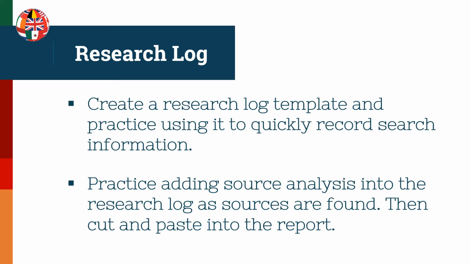Have a research log template that you feel very comfortable using, and practice using it to quickly record your search information. You can also practice adding source analysis into the research log as sources are found. Then you can cut and paste that into the report. Perhaps when you're looking at a death certificate, you add right there that the informant was such and this was secondary information. It was an original source. Whatever will help you to write and perform your project quicker and more accurately.